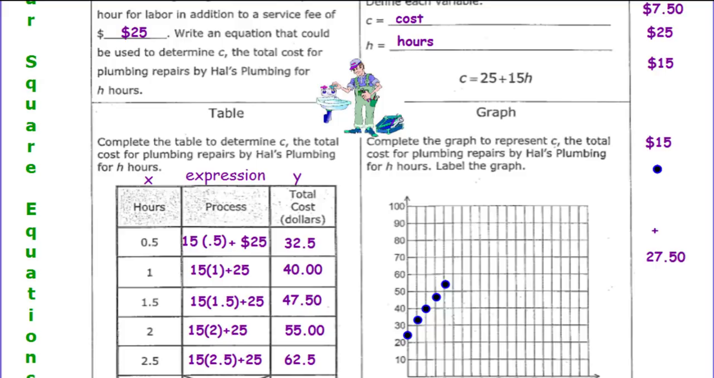So good luck, work on page 4 on your own, and then you are going to do pages 5 through 7 for homework, and we'll review it on the next day.